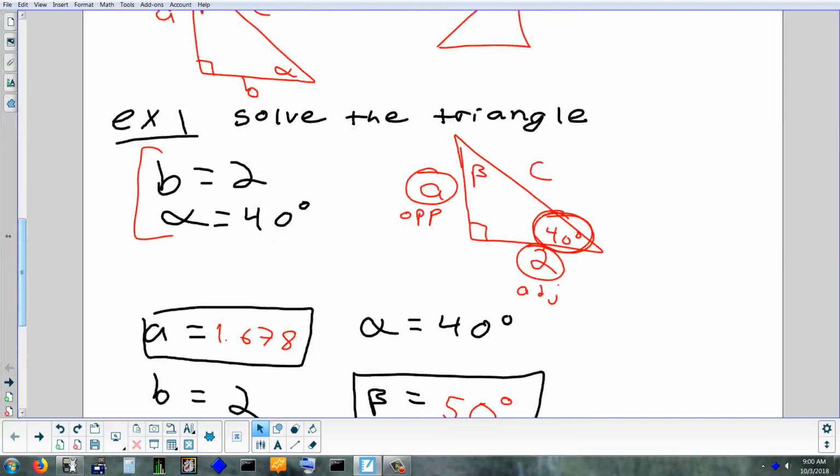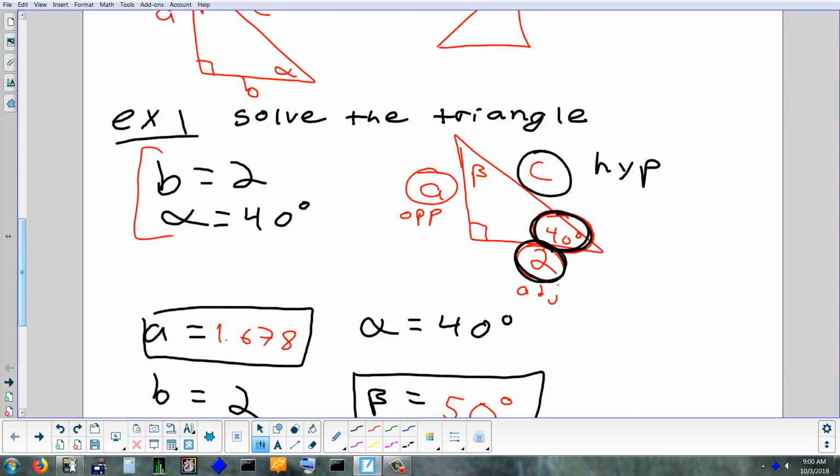And I'm going to go back to the 2 pieces of information that were given. 40 and the 2. So now I'm focusing on everything that's in black. So one of the sides I circled, we've already used before. That's adjacent. But C, that's a new side. So what's the name of that side? Hypotenuse. That's the hypotenuse.